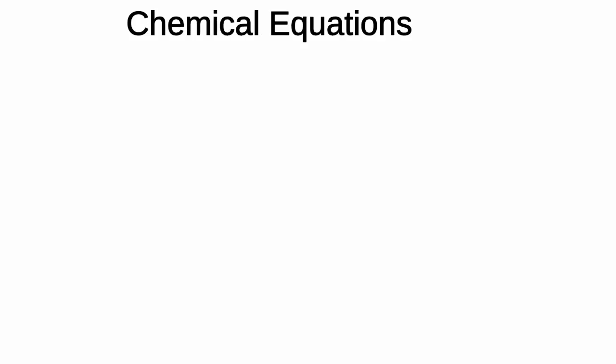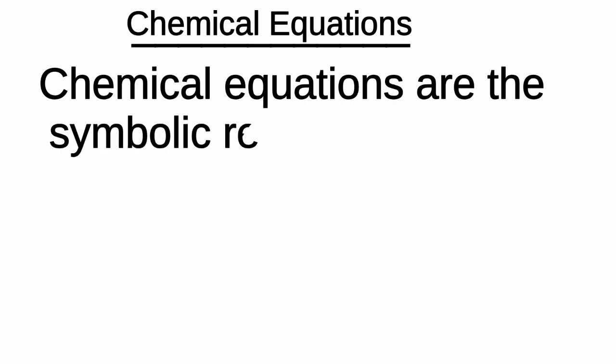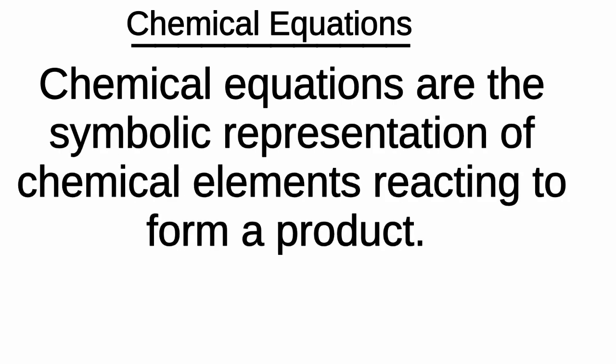Well, let's talk about chemical equations. Chemical equations are the symbolic representation of chemical elements reacting to form a product. Since this is the symbolic representation of chemical elements, it means that each element has its full name or full meaning. Now, they react to form a product. That was just the introduction of chemical equations.